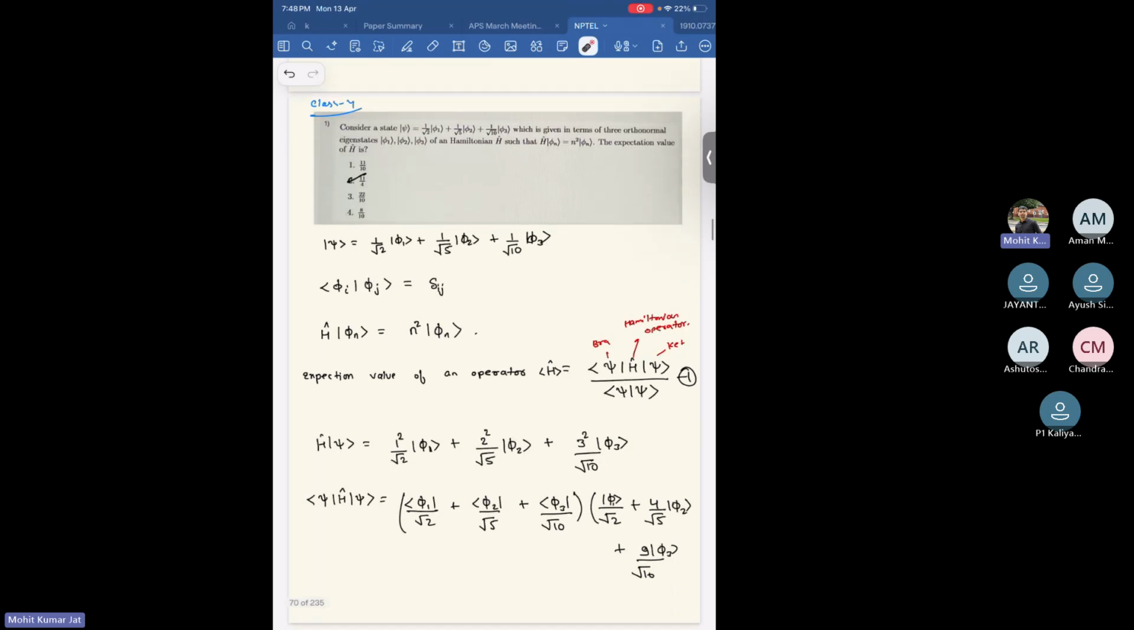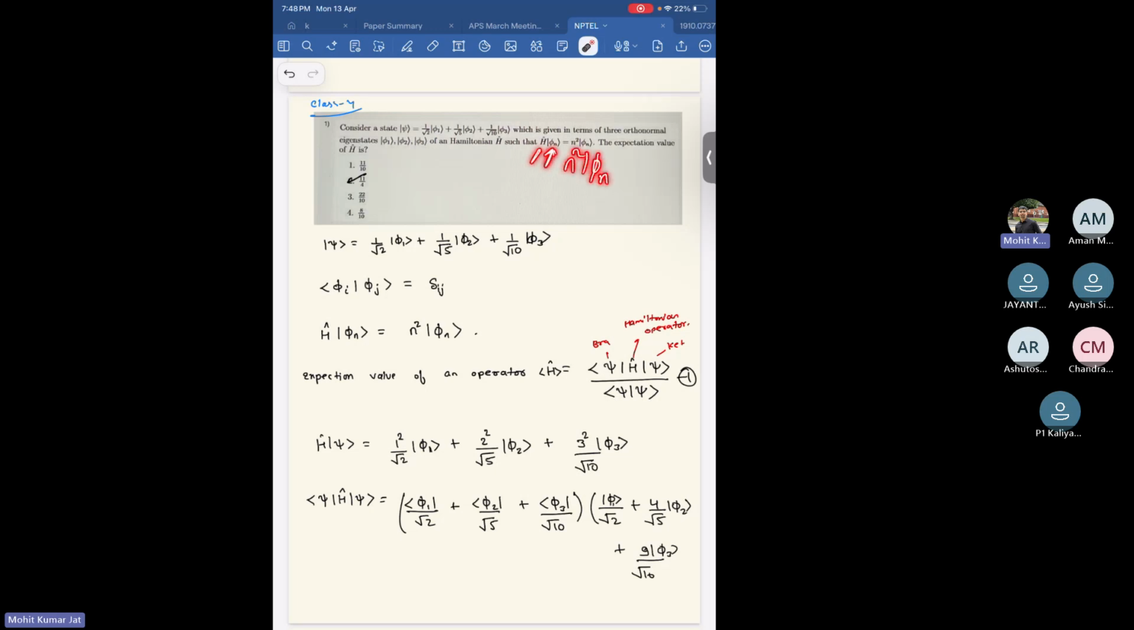Class 4 content basically, which is: consider a state psi, which is made up of three states, psi 1, psi 2, and psi 3. This is a quantum mechanics problem, given in terms of three orthonormal eigenstates: phi 1, phi 2, phi 3. So psi is a function of the phi's, and they are orthonormal. Orthonormal means the inner product of phi 1 with phi 1 will be 1, but phi 1 with phi 2 will be 0. That's what it means.